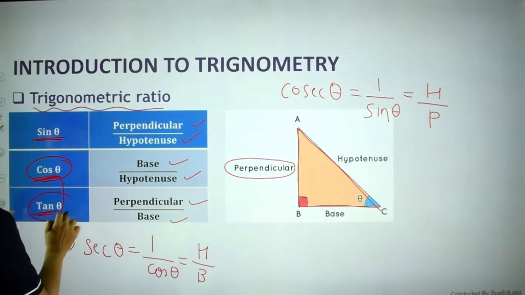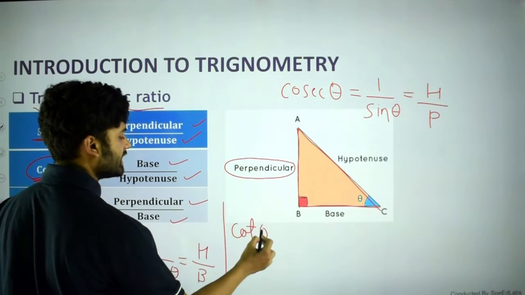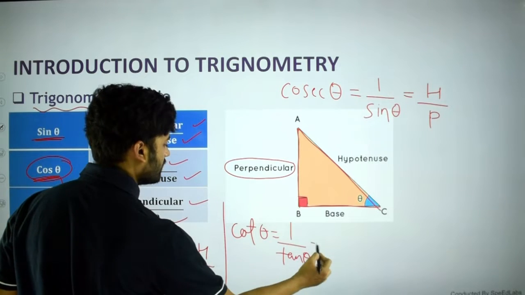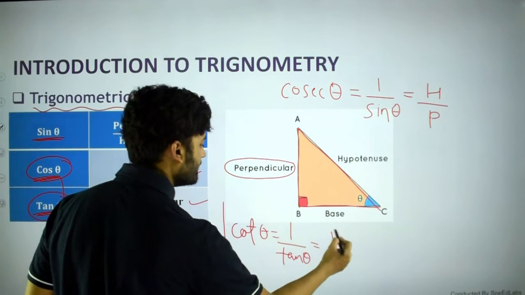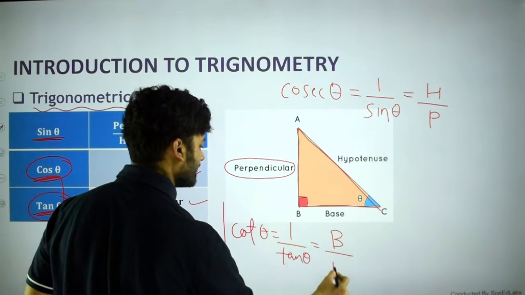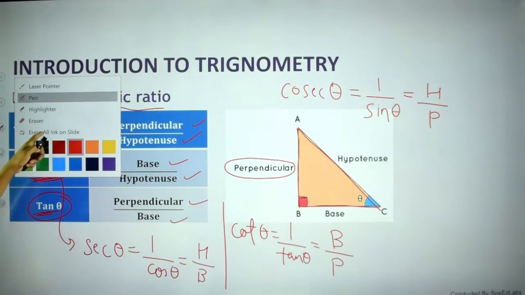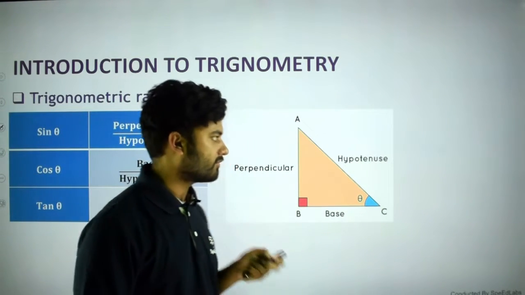Similarly tan theta also has an inverse. The inverse of tan theta is known as cot theta, and it will be 1 upon tan theta. What is tan theta? That is perpendicular upon base. So what will be 1 by tan theta? That will be base upon perpendicular. So this is all about the trigonometric ratios, and these ratios are very important in order to understand basic mathematics. Now moving further.